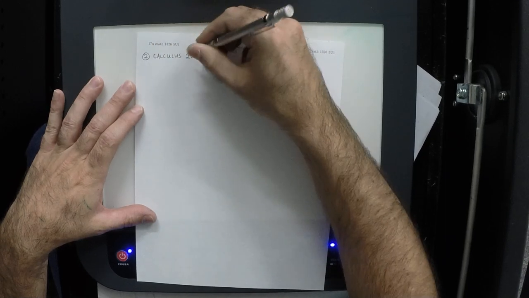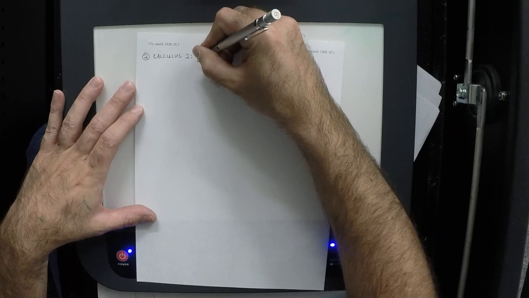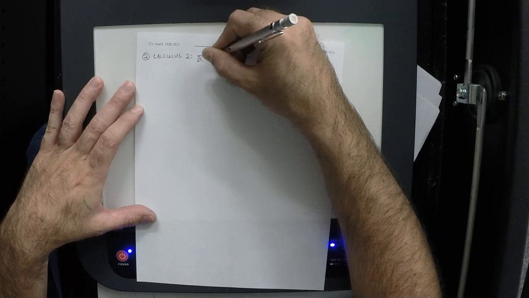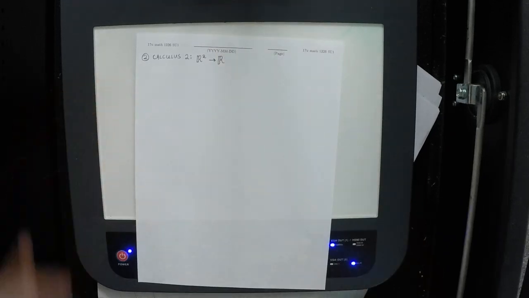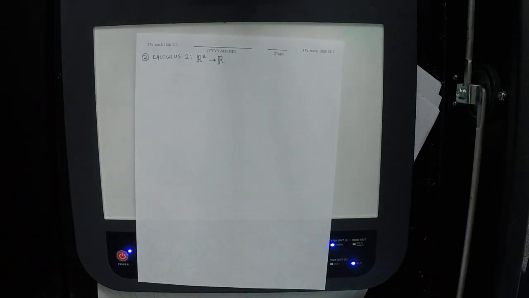Now the functions have signature R2 to R, which means that, when the inputs come in, you need two scalar inputs, not just one scalar, but two of them. But then after that, only one scalar is output.